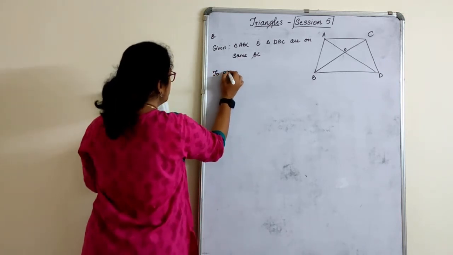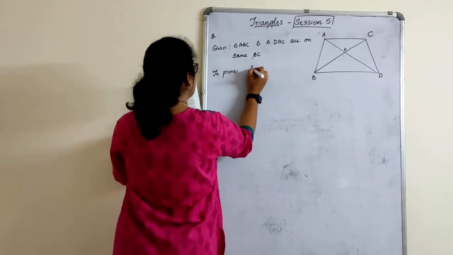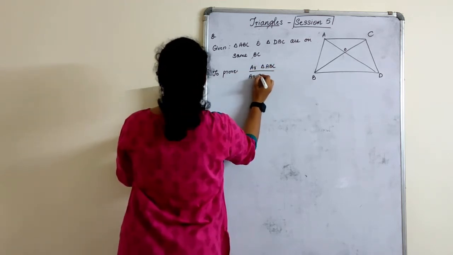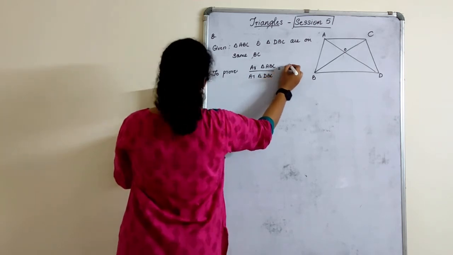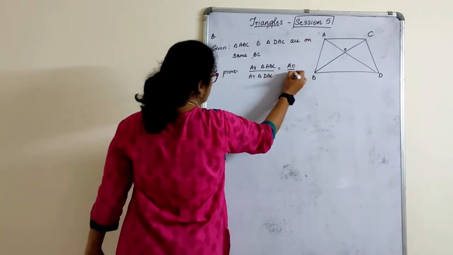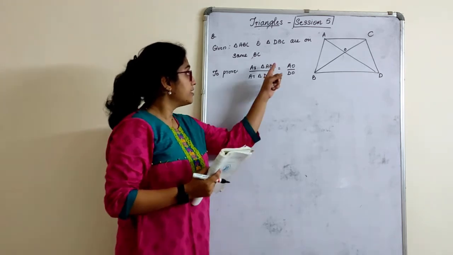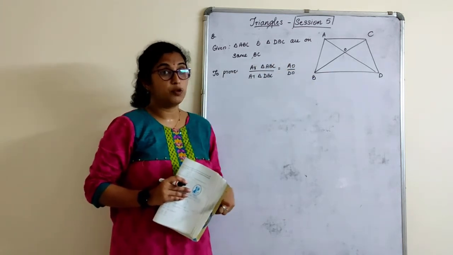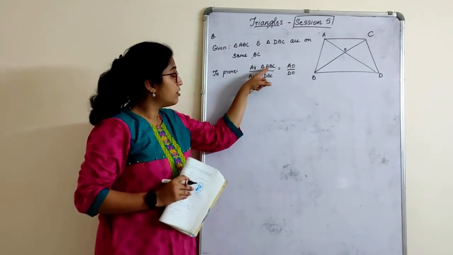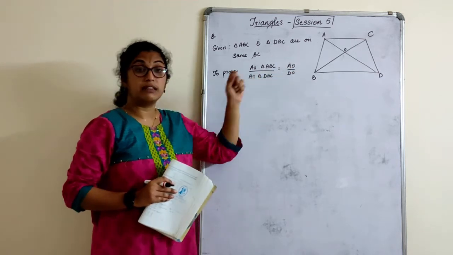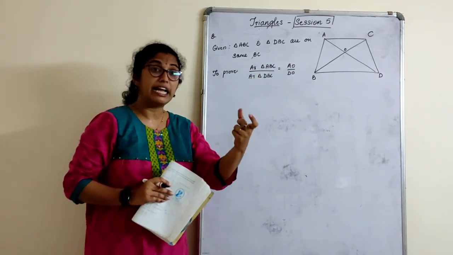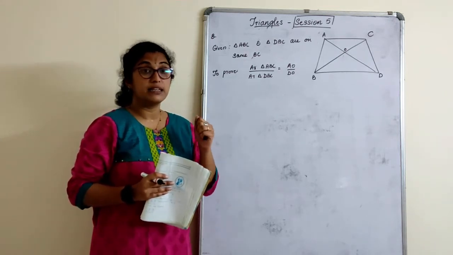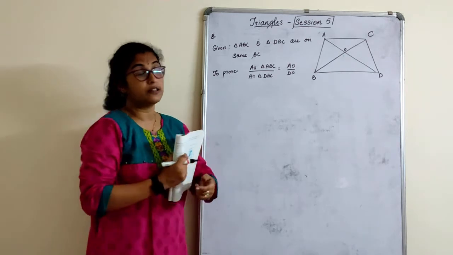What we have to prove? We have to prove that area of triangle ABC to area of triangle DBC is equal to AO upon DO. That means it is not that we have to show that areas of the 2 similar triangles are equal to squares of the proportional sides. No. Find area of this to area of this in the form of this. That is done by the formula to find area of a triangle, half base into height. Now I have the base, but what about the height? There is no height mentioned here.